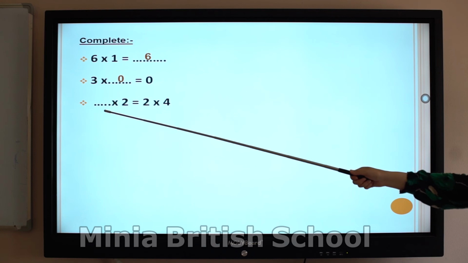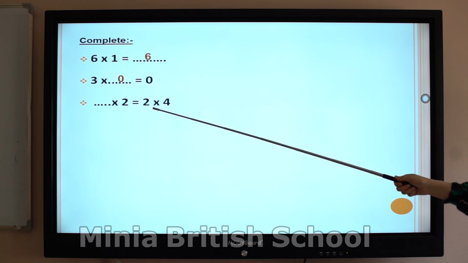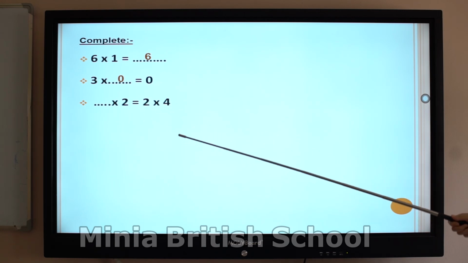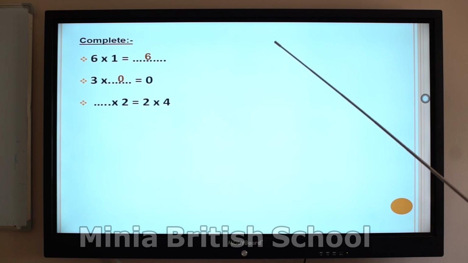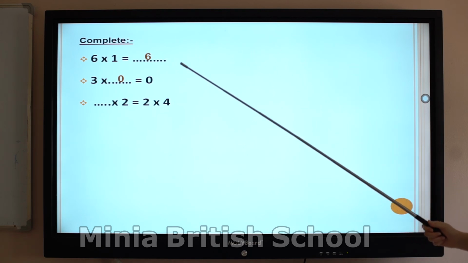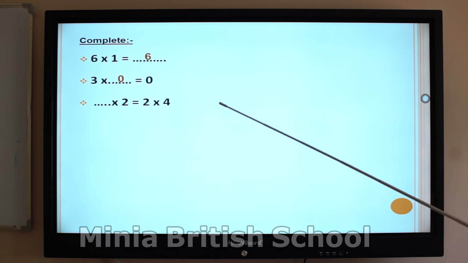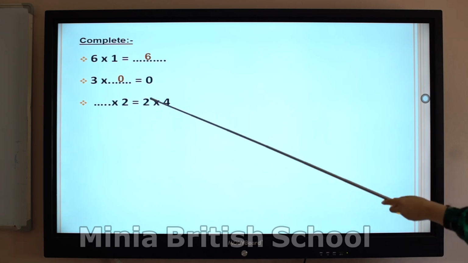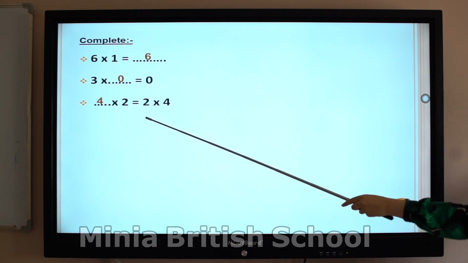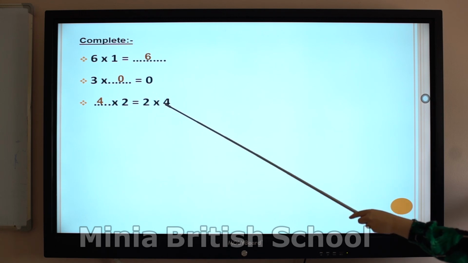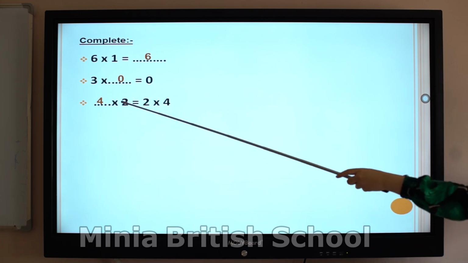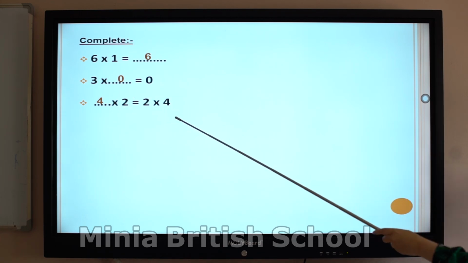Here, space times 2 equals 2 times 4. Remember, I said changing the order doesn't change the result. Here, if I say 4 times 2, it's the same as 2 times 4. 4 times 2 is 2 times 4.